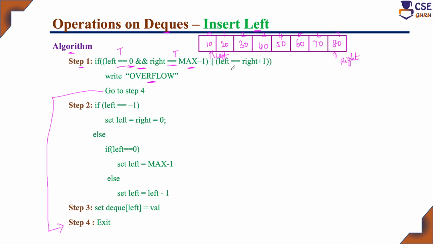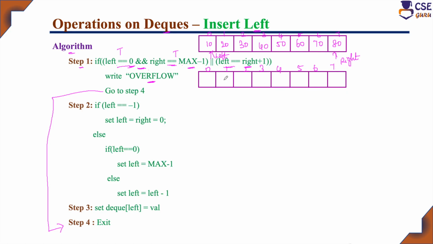That is the meaning. And there is one more condition to check whether the Deque data structure is full or not. That is left is equal to right plus 1. For example, consider the Deque data structure with 8 memory locations, starting from 0 to n minus 1, that is max minus 1, the 7th memory location. Now, consider that the elements are there here. This is the right pointer position and this is the left pointer position.